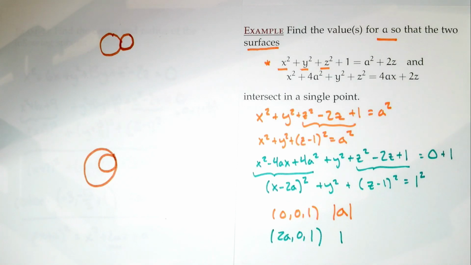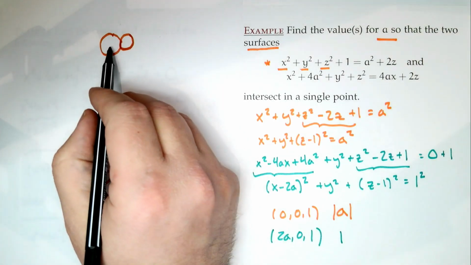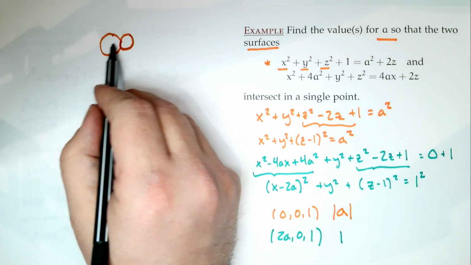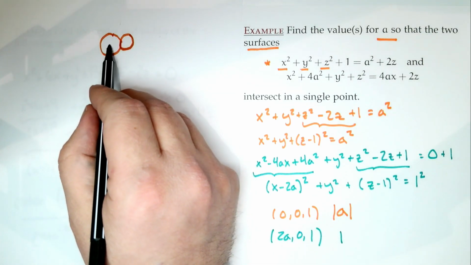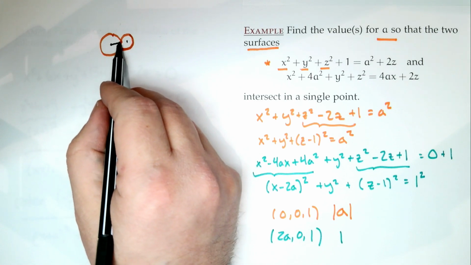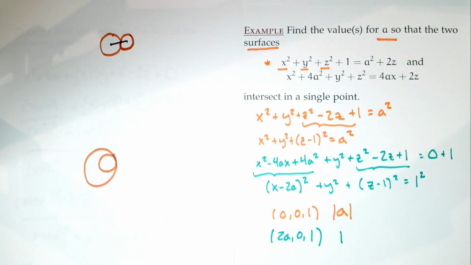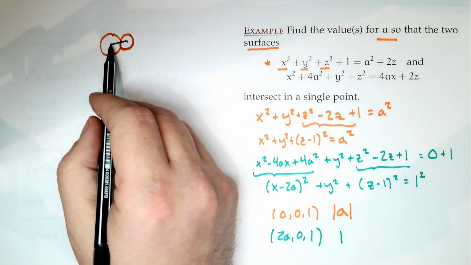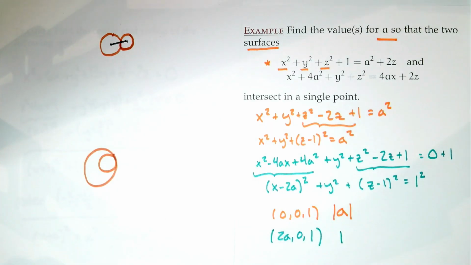Okay, so we have them touching. Well, let's think about what that means. How would I know if they just barely touch? Well, one nice thing is I can think about the distance between the centers. And if I think about the distance between the centers of two circles which just barely touch, what must be true about that distance? Sum of the radii? It's the sum of the radii.